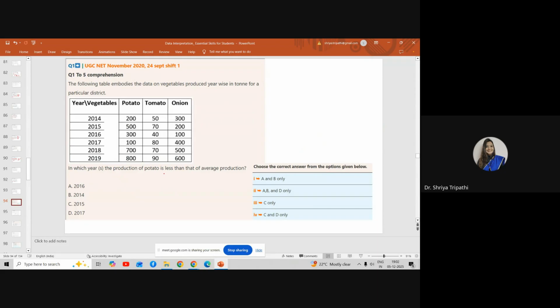On the screen, you can see the following table embodies the total data on vegetables produced year-wise in tons for a particular district. So here we have the years mentioned, potato, tomato, and onion. In which year or years is the production of potato less than the average production?